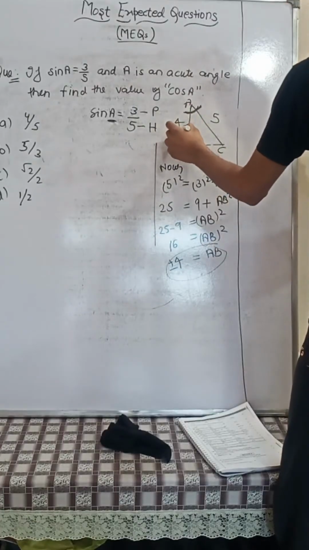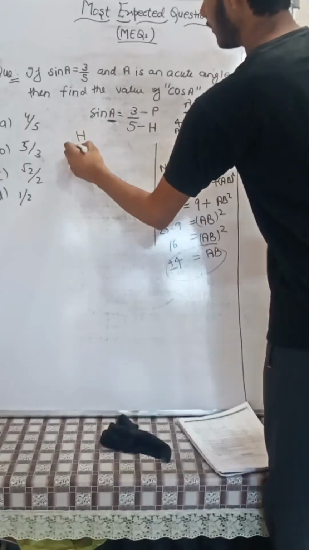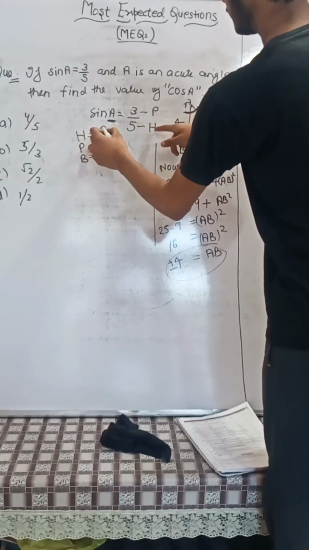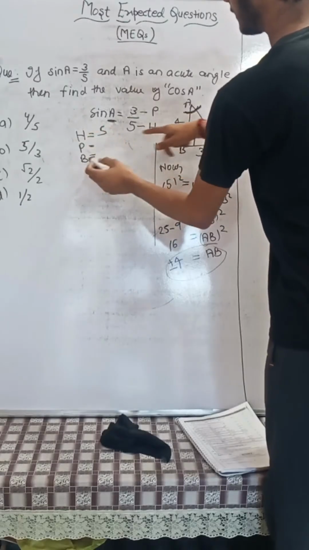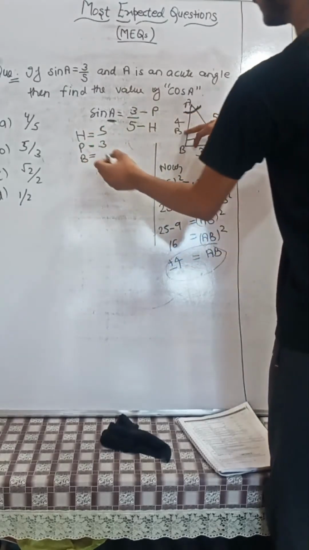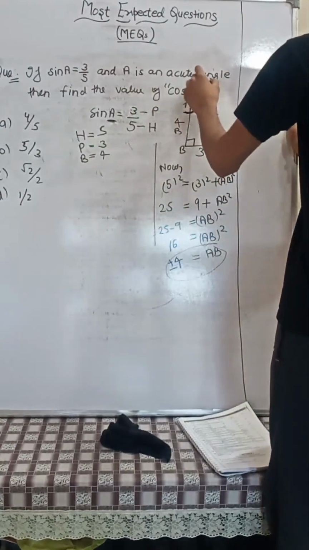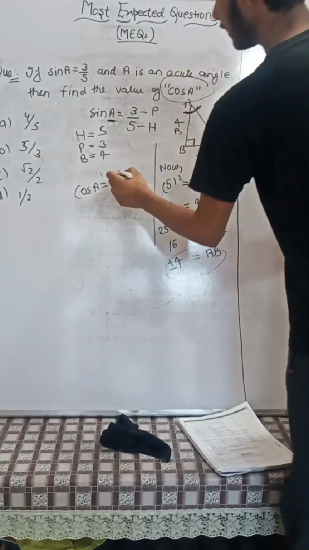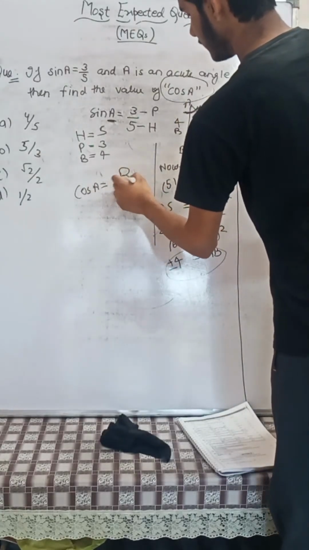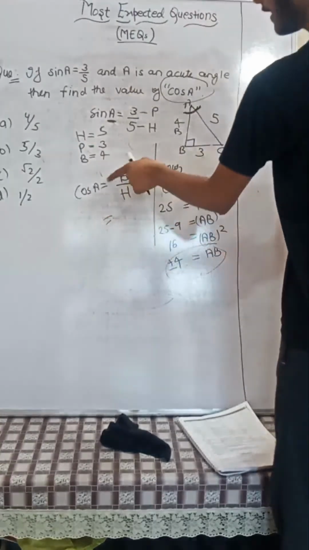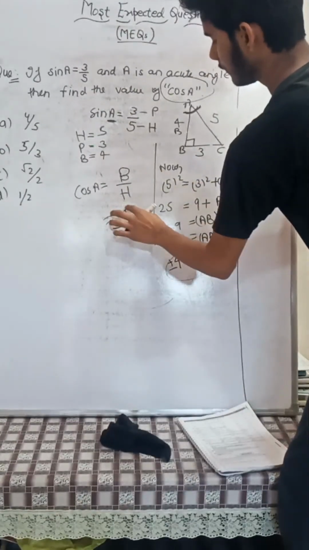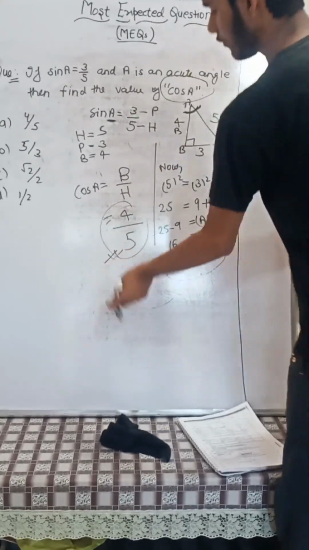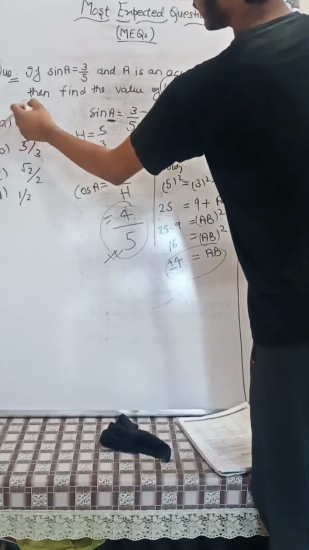This is base. Perpendicular is 3, hypotenuse 5, base is 4. What is asked here? Cos A. Cos A is base upon hypotenuse. Base here 4, hypotenuse is 5. 4 by 5 is your answer. Option A is correct.